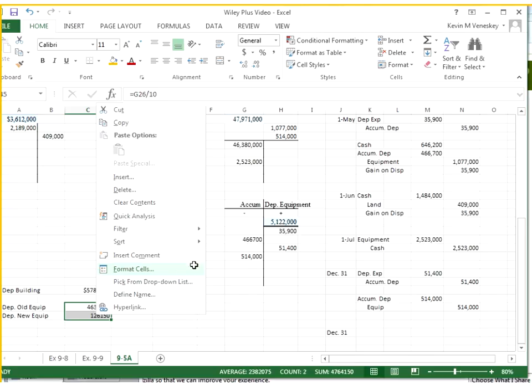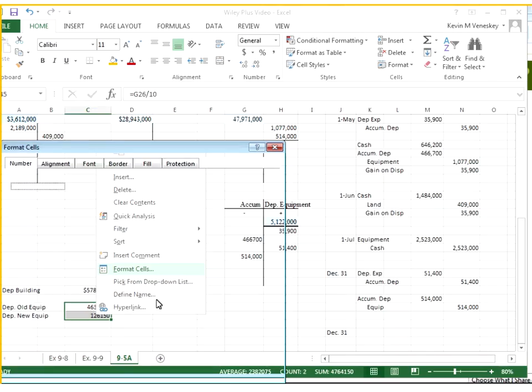We're going to format our cells. At least I thought I was. And I hope it doesn't lock up on me.